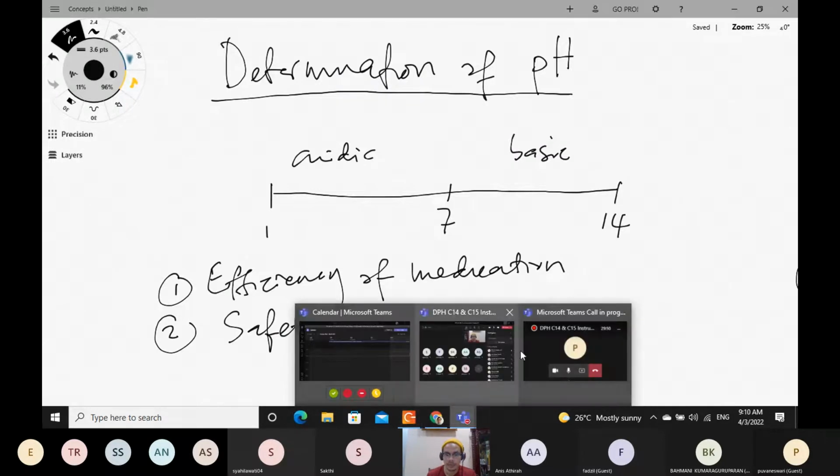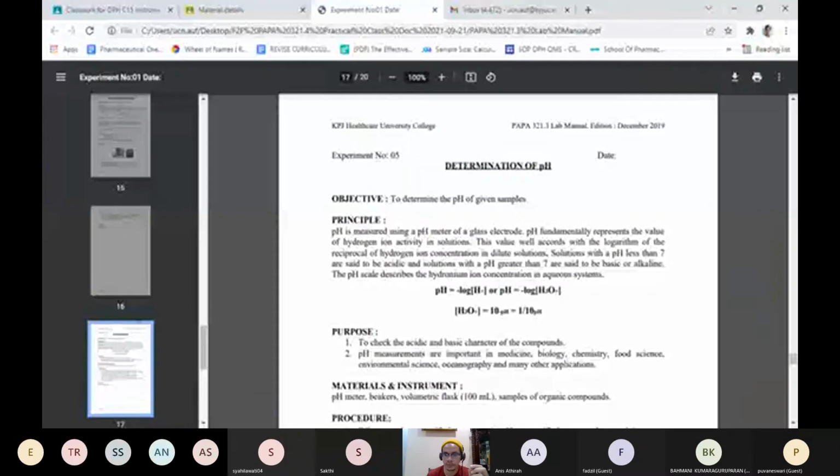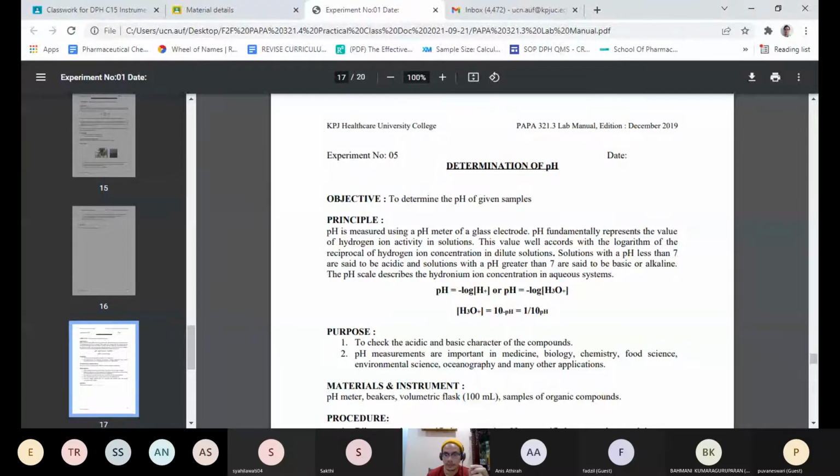So before kita proceed with the rest, saya nak share a video. But first let me shift the screen sharing to window only. Include computer sound.